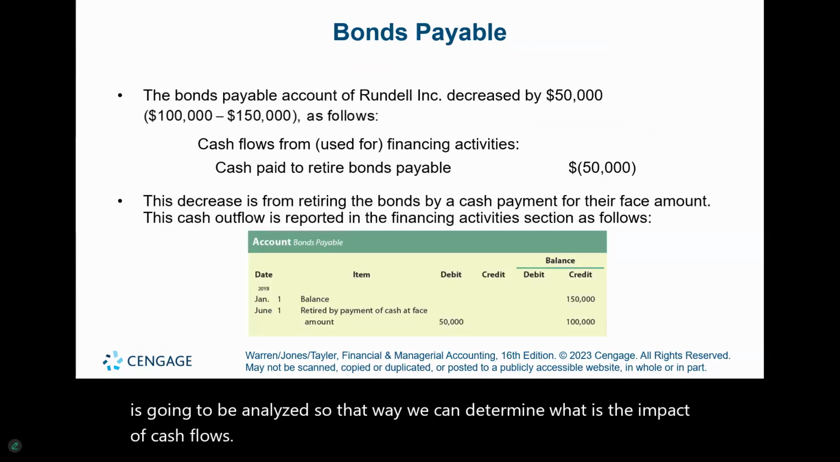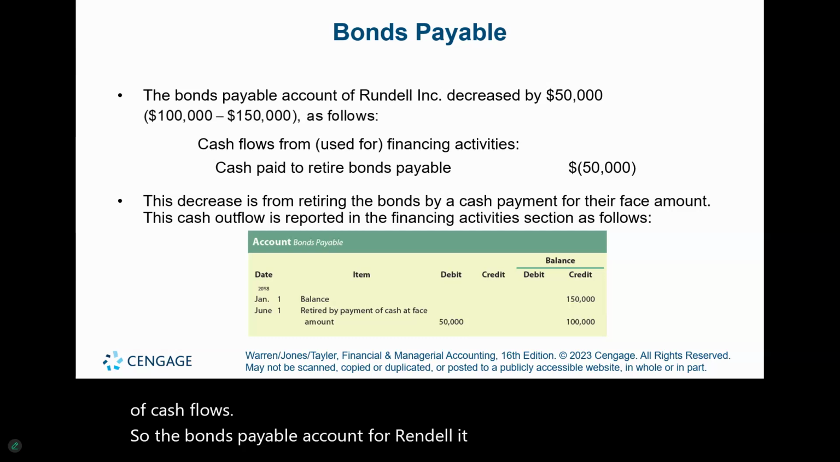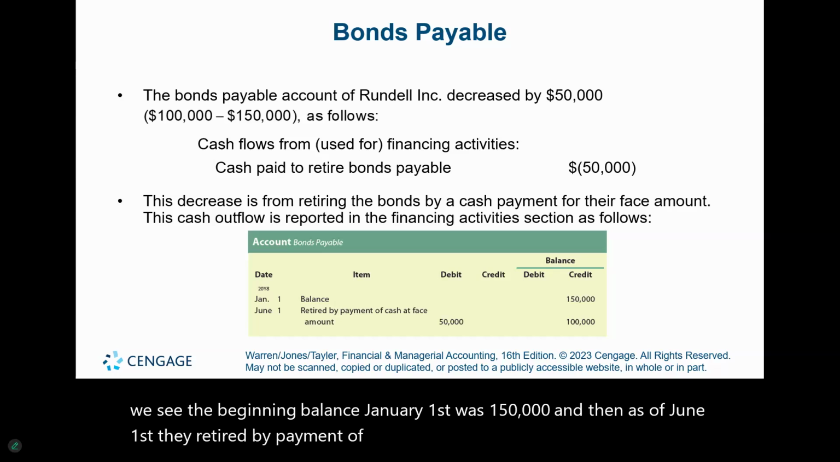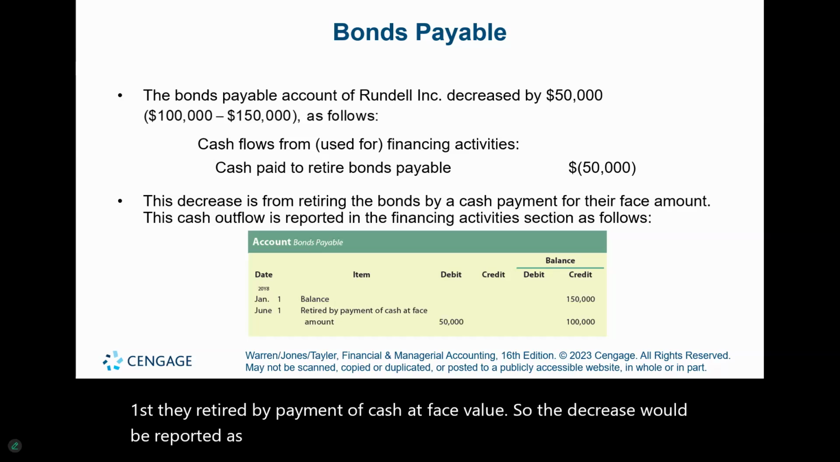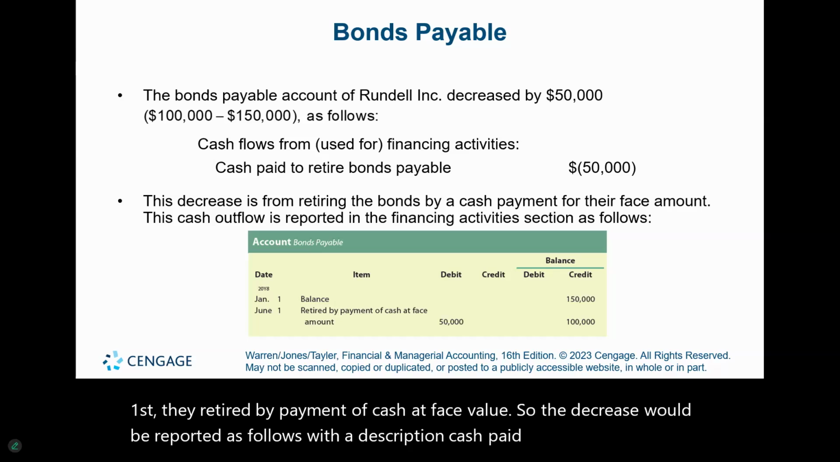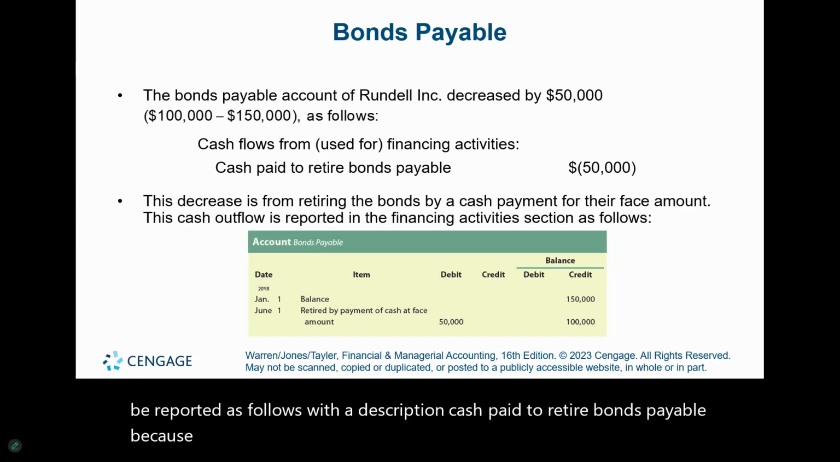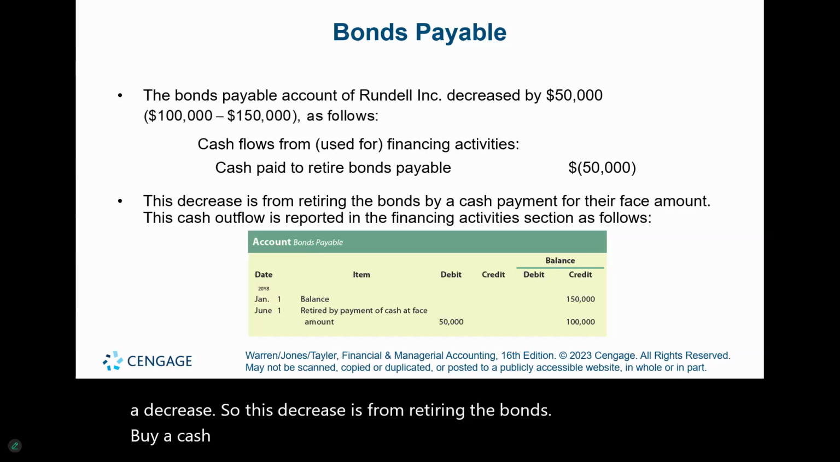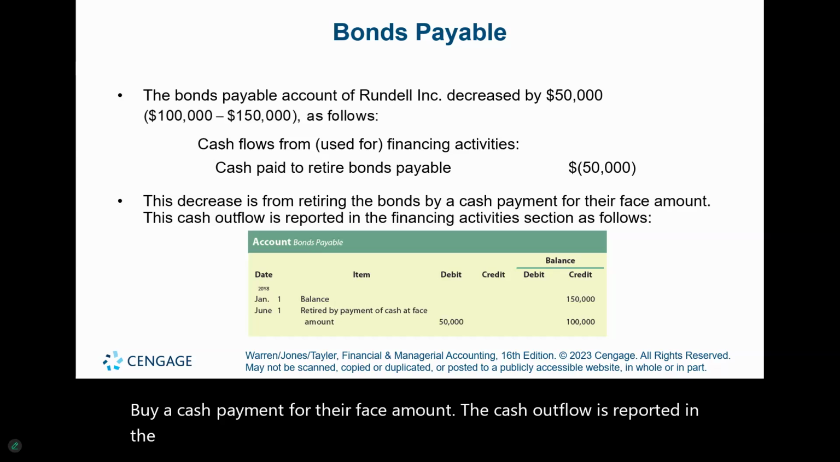So the bonds payable account for Rundell decreased by 50,000. Here we see the beginning balance on January 1st was 150,000. And then as of June 1st, they retired bonds by payment of cash at face value. So the decrease would be reported as follows with a description: cash paid to retire bonds payable, because again, paid and purchase we know is going to represent a decrease. This decrease is from retiring the bonds by a cash payment for their face amount. The cash outflow is reported in the financing activities section as follows.